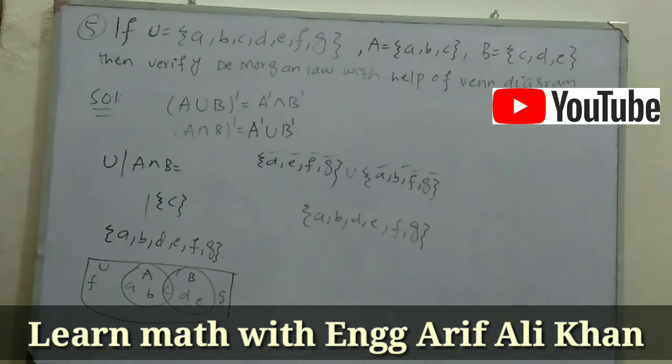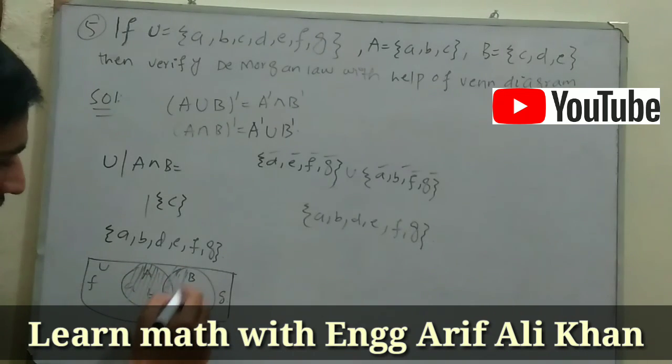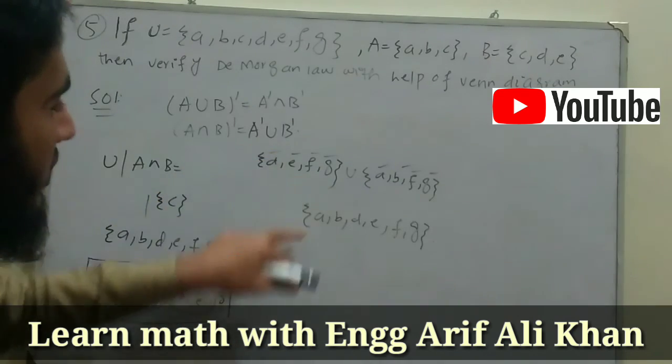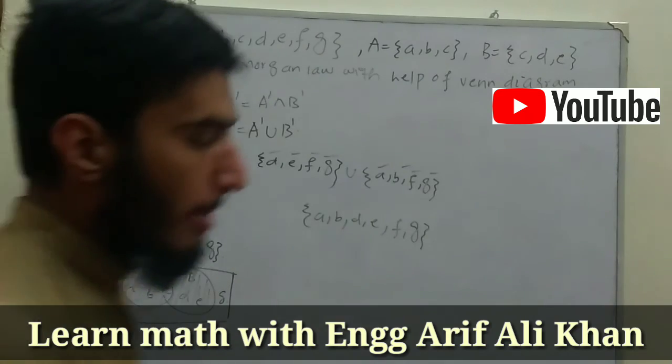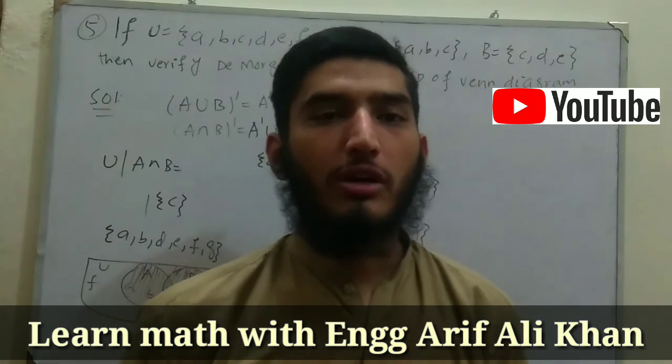The shading will be just like this. We will shade the outer part in this case, using the same shading for A complement union B complement over here. So with this, the law will be verified. With this question, exercise number 5.3 is completed.